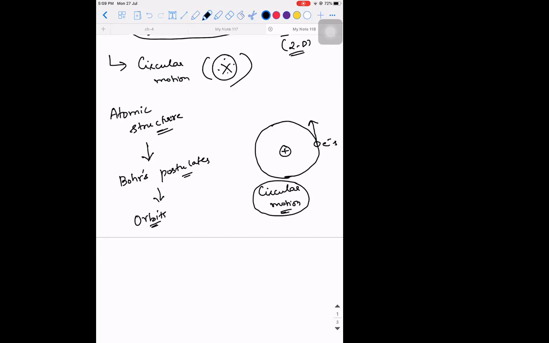But the important question here is, what force is making this electron get bound to the nucleus, which is making it revolve in a circular motion? Can someone tell me the answer for this?